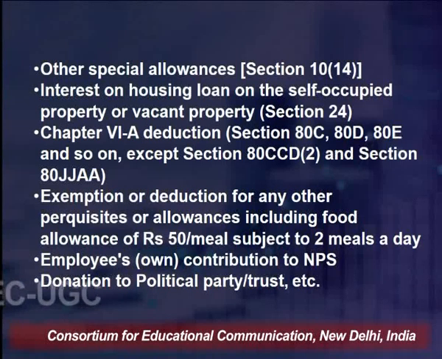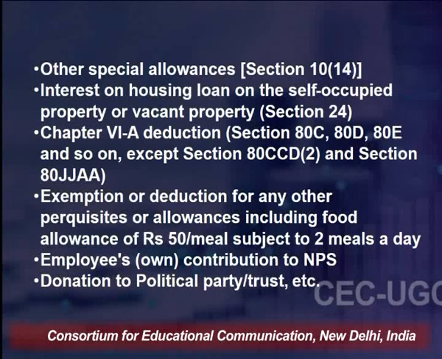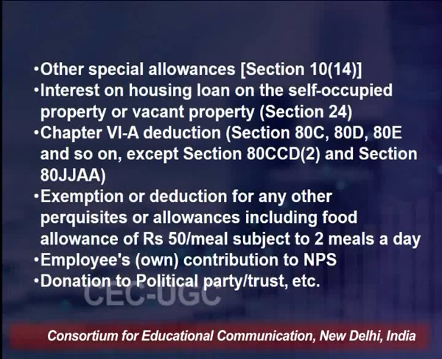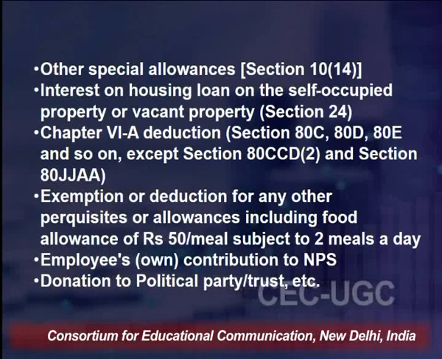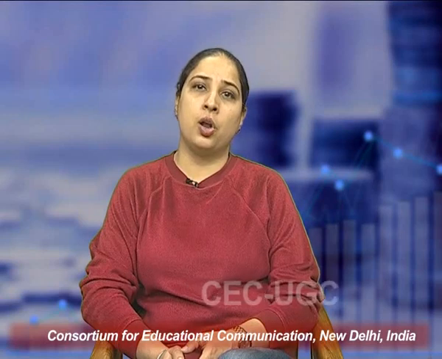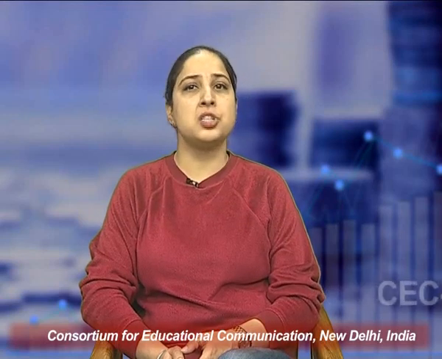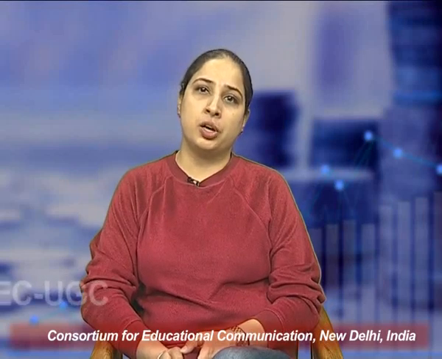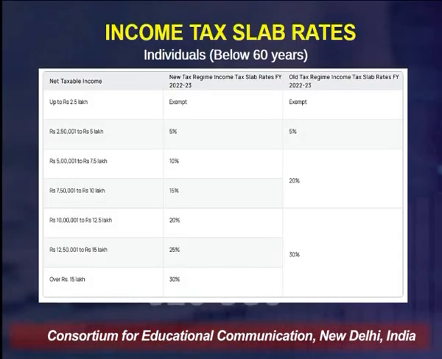For example, under 80CCD(2) you can avail the benefit. Similarly, the employer's contribution to NPS, and donations made to any political party. Other exceptions include interest on housing loan of a self-occupied or vacant property under Section 24. So in case a person opts for the alternative tax regime structure, they have to forego these exemptions or deductions. Now we have these two segmentations for individuals under the old and new tax regime structures, and we have a comparison of the same.